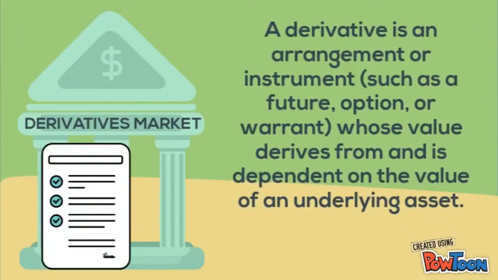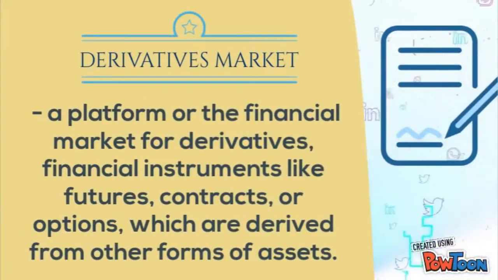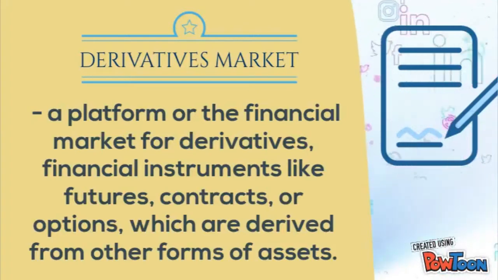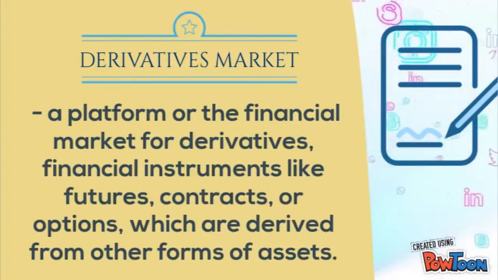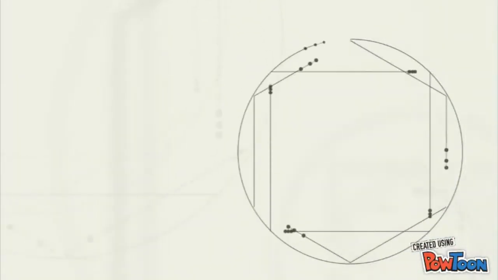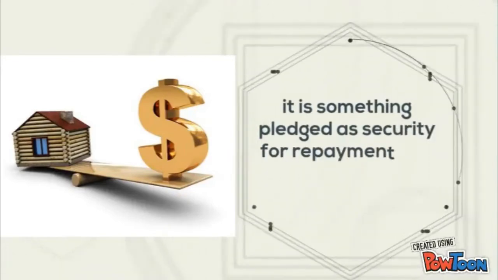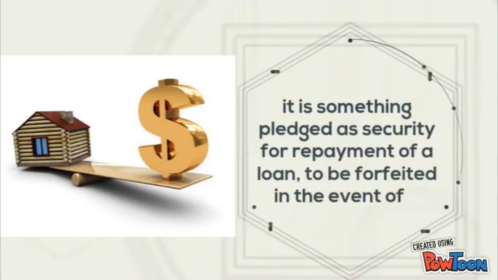A derivative is an arrangement or instrument such as a future, option, or warrant whose value derives from and is dependent on the value of an underlying asset. Derivatives market is a platform or the financial market for derivatives, financial instruments like futures contracts or options which are derived from the other forms of assets. Another term you should be familiar with is the collateral. It is something pledged as security for repayment of a loan to be forfeited in the event of a default.